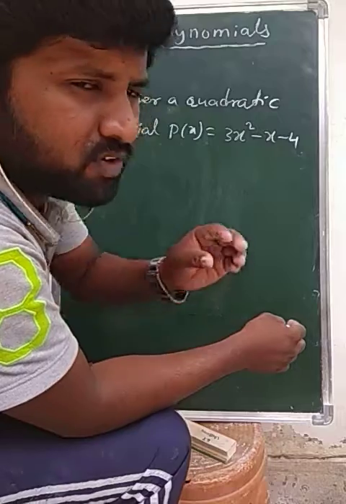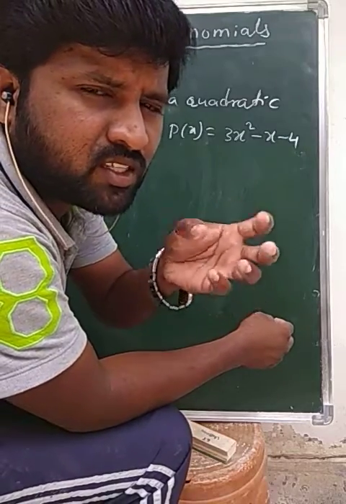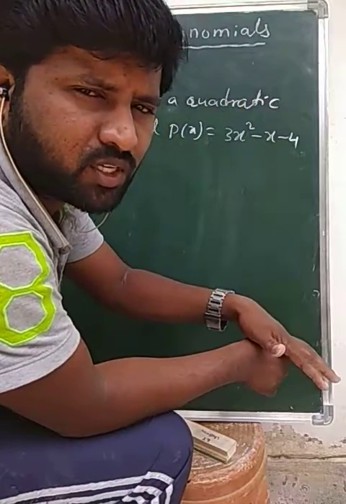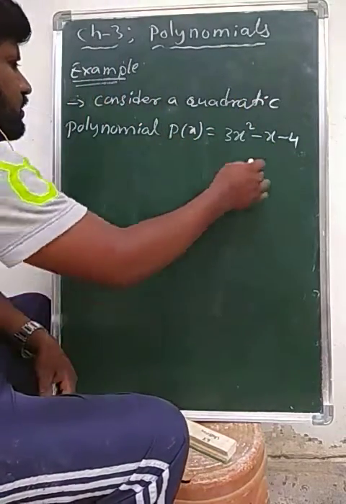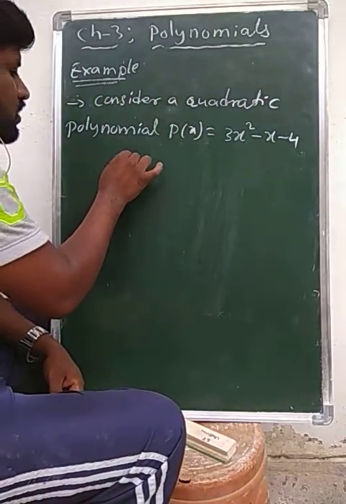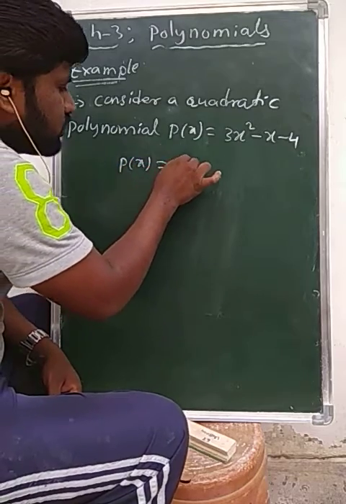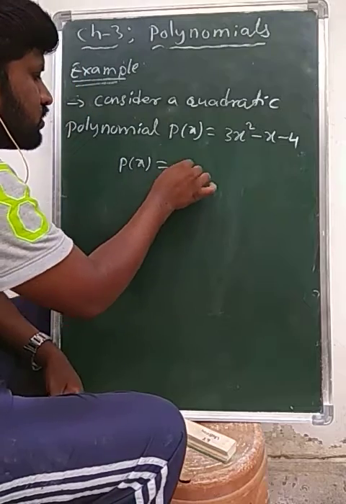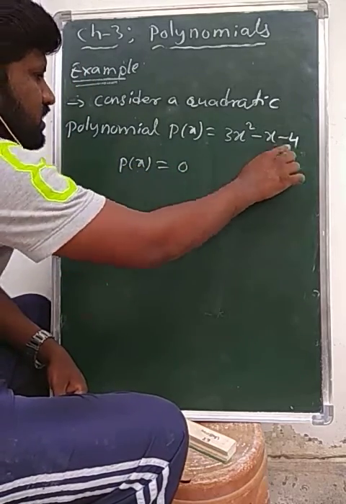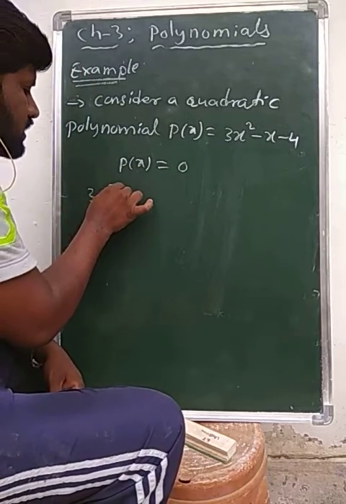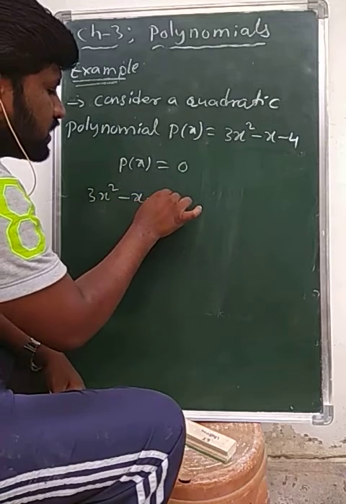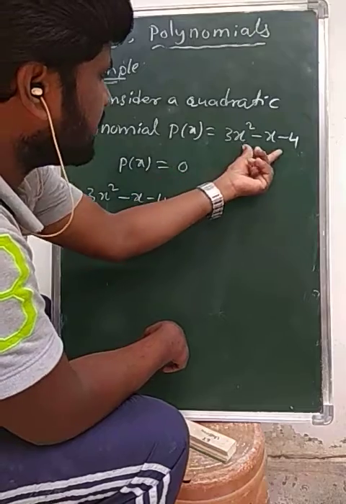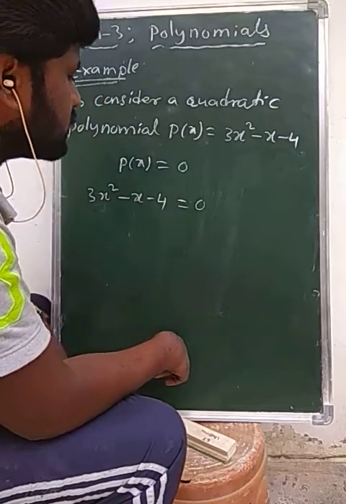Okay, first of all I am going to find the zeros, then after that we will use the relation. If I want zeros, I put p of x equal to 0. So p of x means 3x square minus x minus 4, that is equals to 0. In the place of p of x I have written this, that is equals to 0.